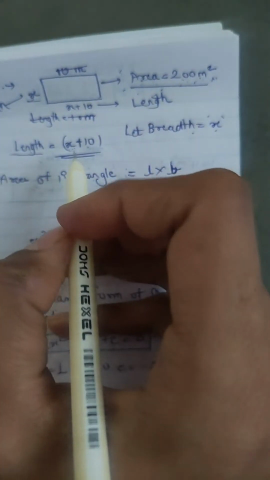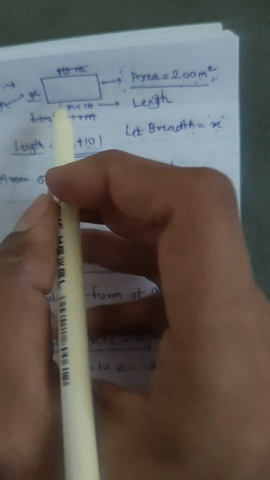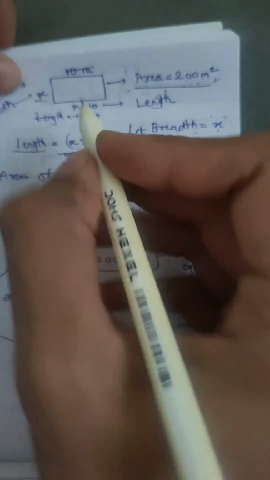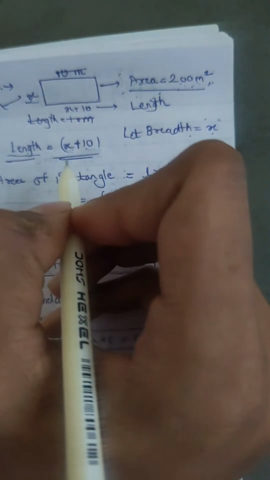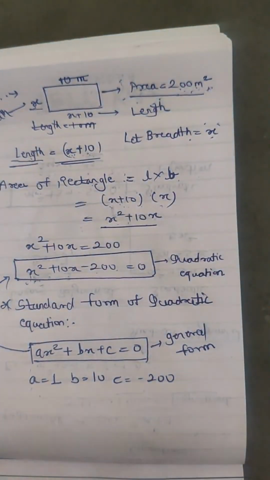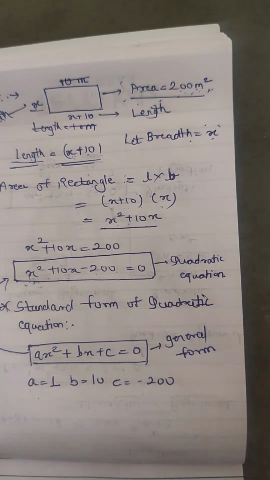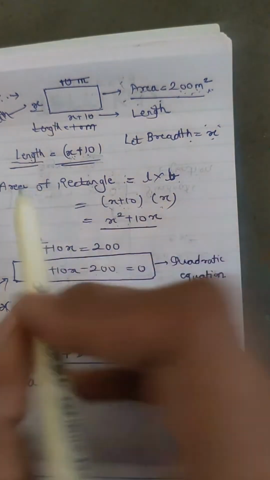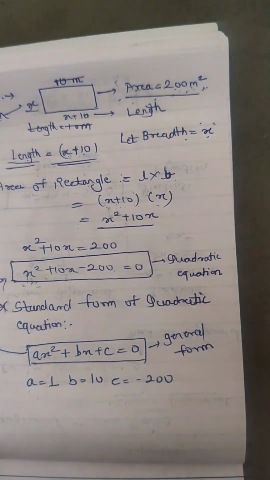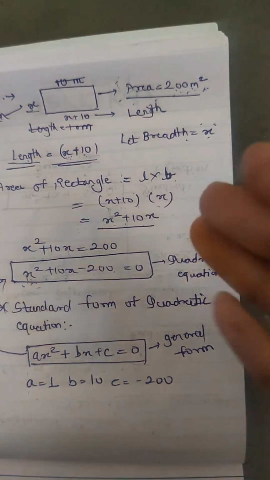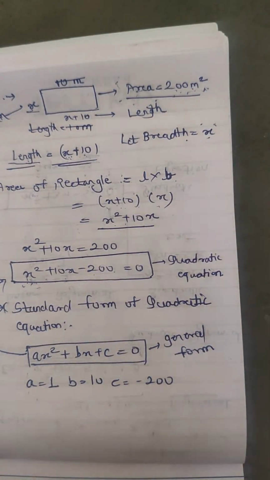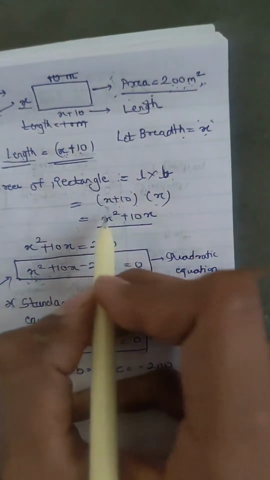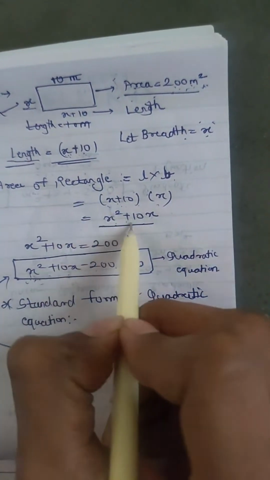As we do not know the breadth of the rectangular plot, let's assume that the breadth is x. Now the length of this plot will be x plus 10, as it is given in the question that the length is 10 more than the breadth. We know the area formula of a rectangle is length into breadth. Length is x plus 10 into x, which gives x square plus 10x.